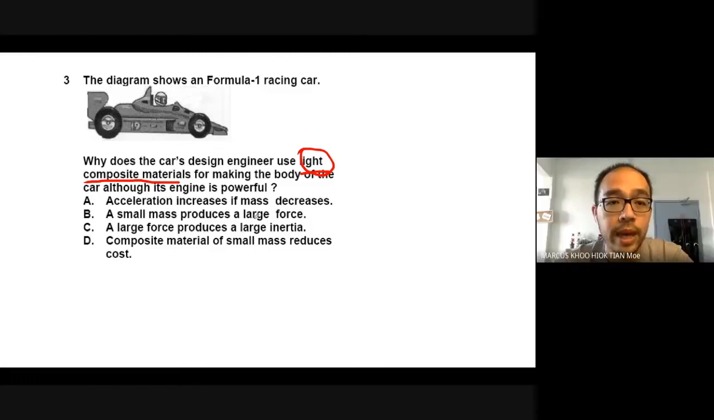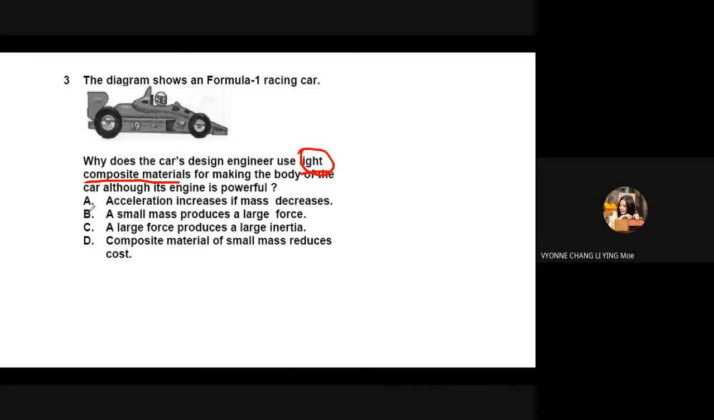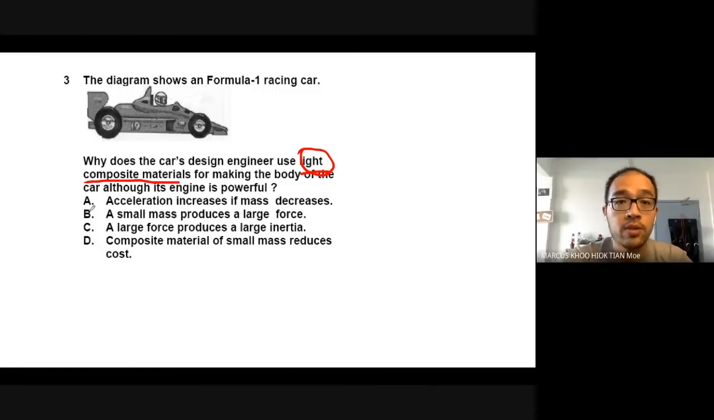Why B? B is: a small mass produces a large force. Really? Interesting. Thank you for the answer. Let's give it a try. I think it makes sense: a small mass produces a large force. Does it?